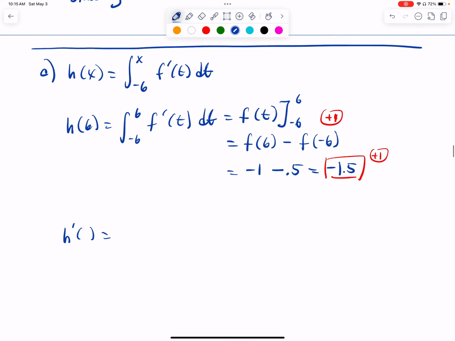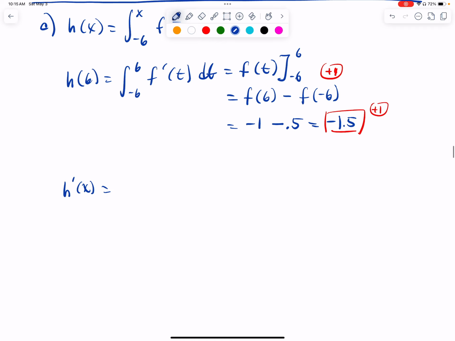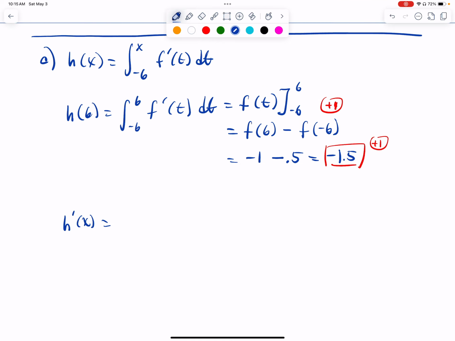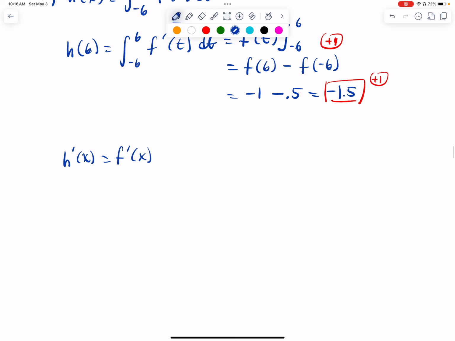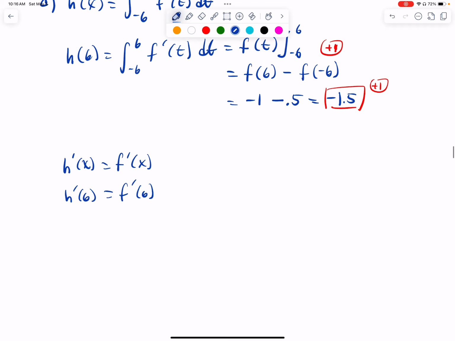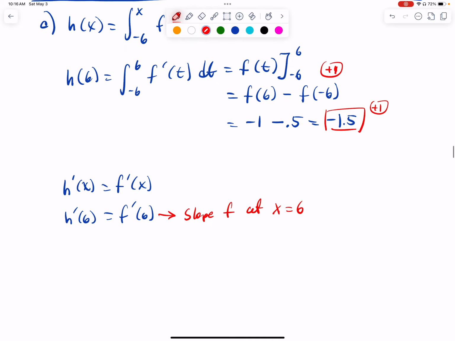Okay, so first of all, let me just find the derivative and then I'll plug that in there. So h prime of x, just like we did before, just fundamental theorem of calculus once again, this should be f prime of x, just a bit of a change of variable here with the integral canceling out. Now I'll go ahead and substitute in 6, f prime of 6. Okay, so this is slope here. So this is the slope of f at x is equal to 6.